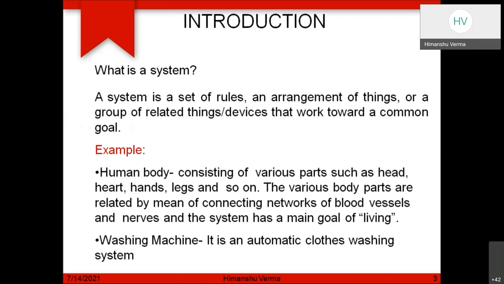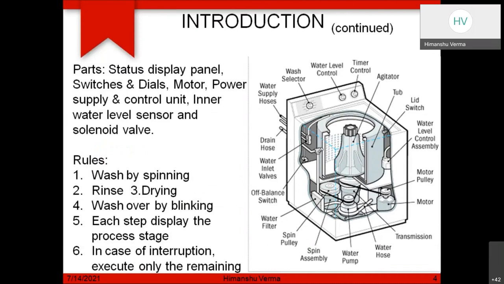Now, if we talk about a technical example, like a washing machine, we can say it is a kind of automatic cloth washing machine system. Let's see what it is. If we talk about a fully automatic machine, the parts include a status display panel that displays the condition or the process going on in the washing machine. It has some dials and switches, maybe a rotary dial, although in a fully automatic machine it is hard to find rotary dials. But anyway, this is a general example. So there are motors, power supplies, a control unit, water level sensors, and solenoid valves.